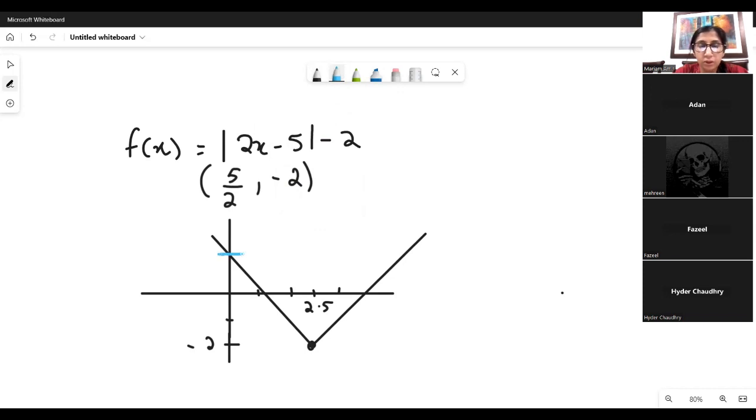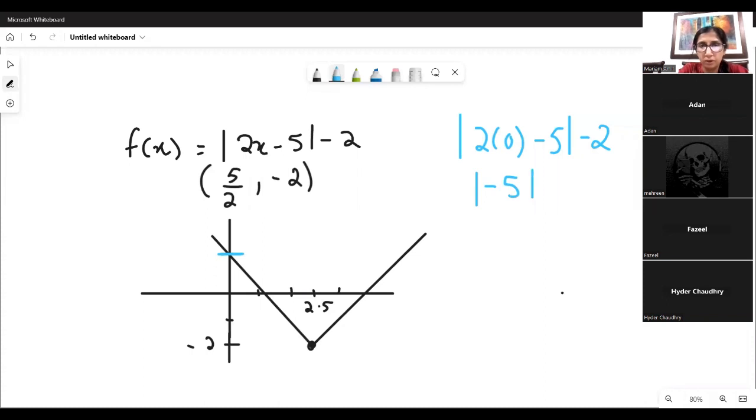What is going to be this value? How do we find the y intercept again? Yes, we substitute 0 for x. So modulus of 2 times 0 minus 5, minus 2. So this is going to be modulus of -5, minus 2, which is going to be 5 minus 2, which is going to be 3. So this is 3. Usually you are told that you have to state all the intercepts, x as well as y. So how do we find the x intercept of this?